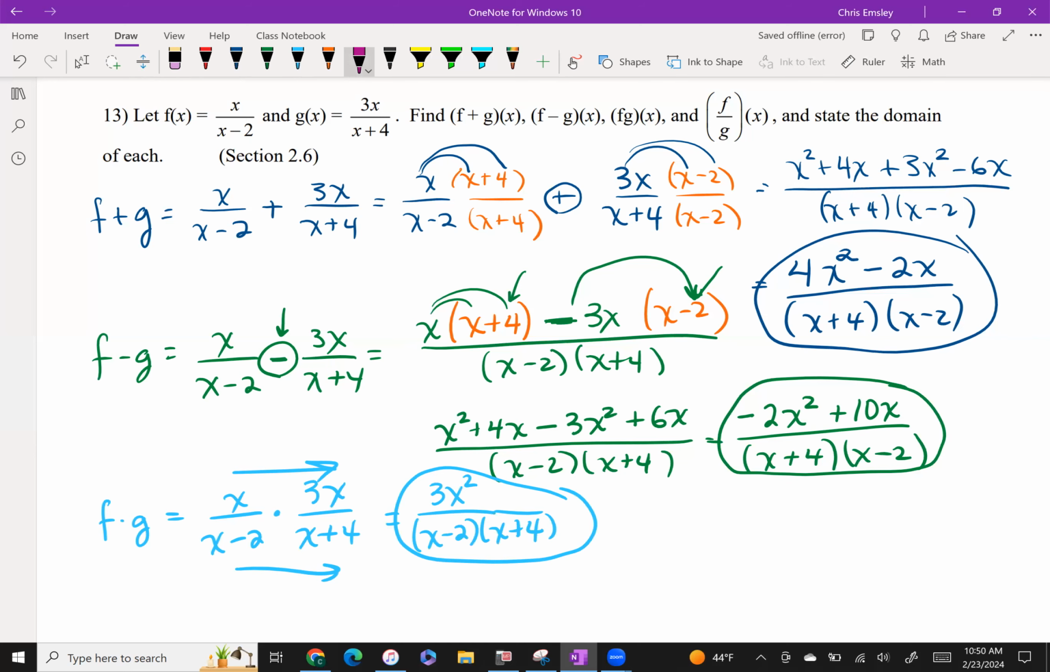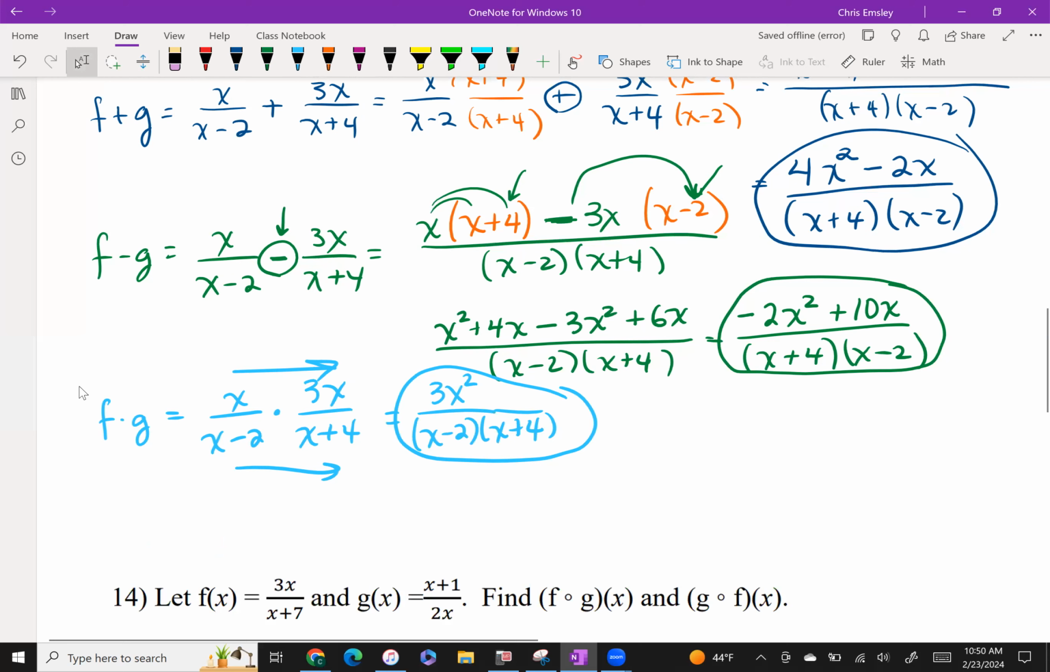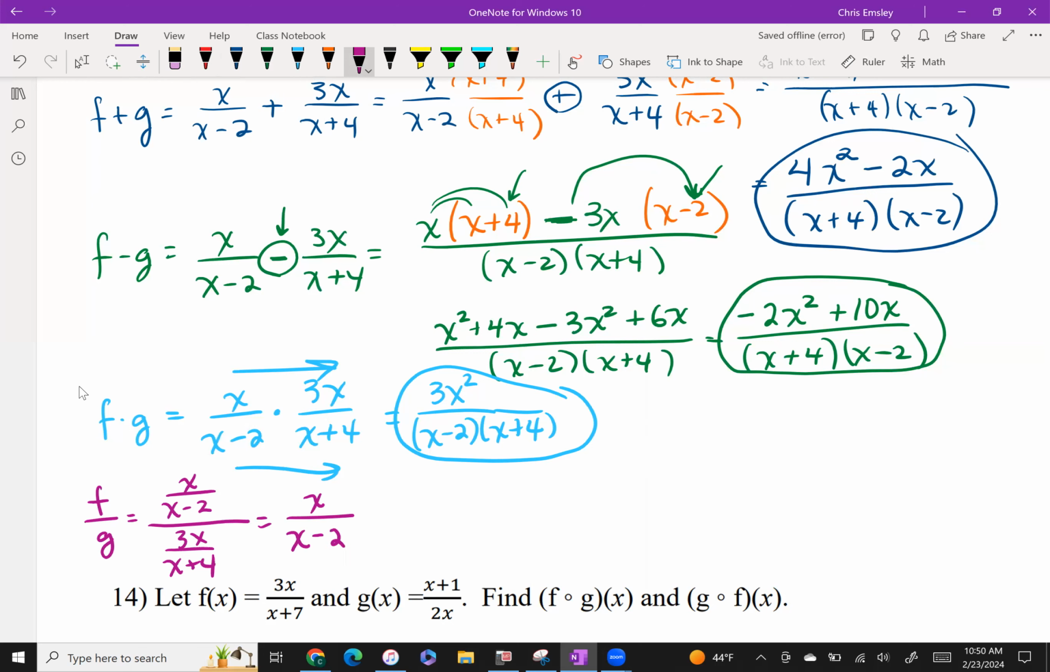And then we need to do the division. Need to give myself a little more room for that, maybe. Scroll down. Oh, we're going to run out of room, aren't we? F divided by G. When we divide fractions, so we have x over x minus 2 divided by 3x over x plus 4. Division of fractions is multiplying by the reciprocal of the denominator. So we write down the first fraction, then we change it from division to multiplication, and we flip over that second fraction.